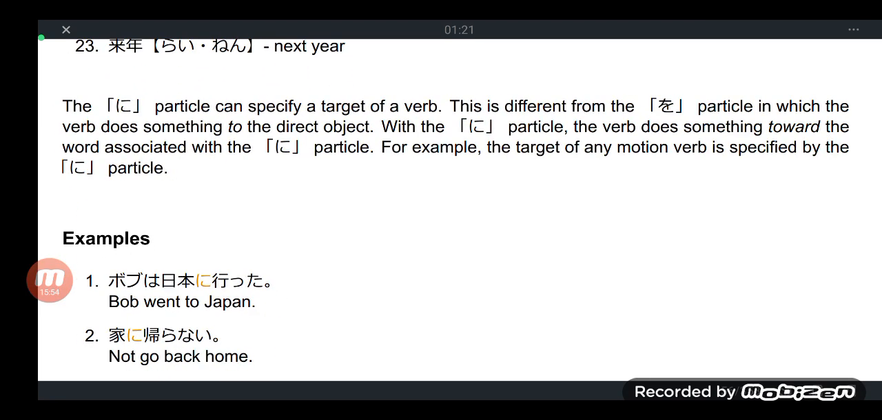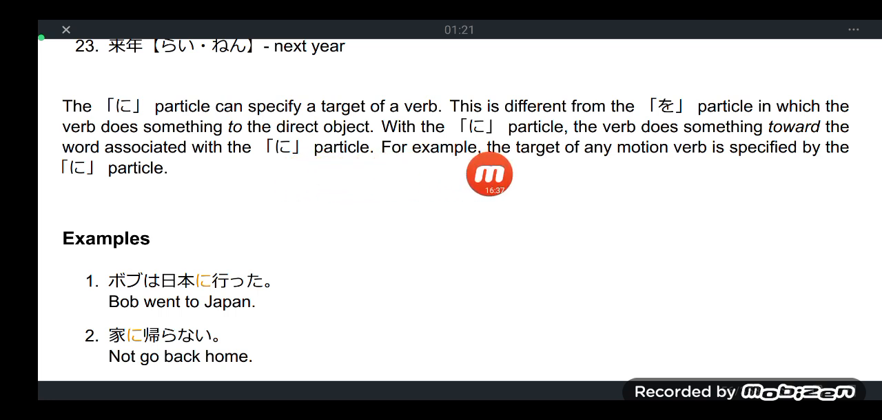Now, we're talking about this particle. This is a target particle, ni, the target particle. The ni particle can specify a target of a verb. This is different from the wo particle, in which the verb does something to the direct object. But with the ni particle, the verb does something towards the word associated with the ni particle. Usually, that word associated with the ni particle is the final destination, a destination place, or noun.